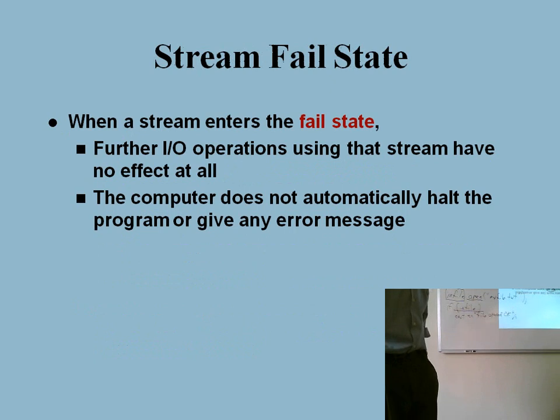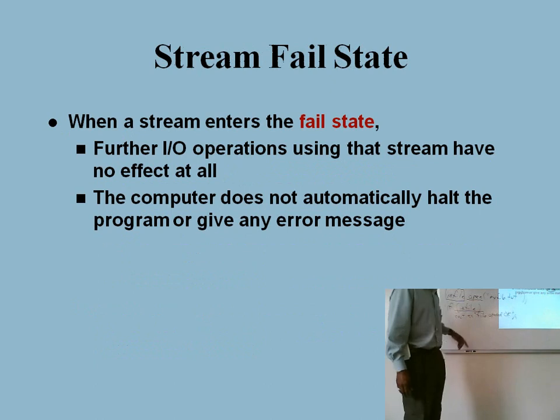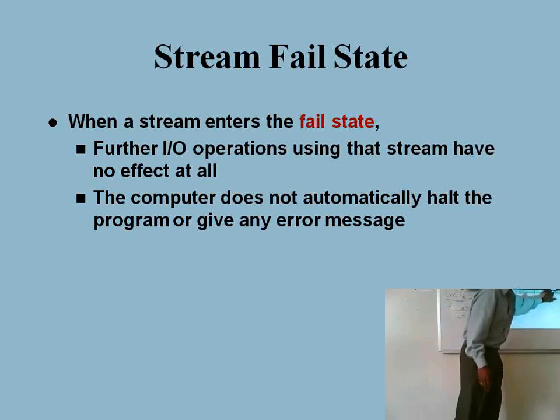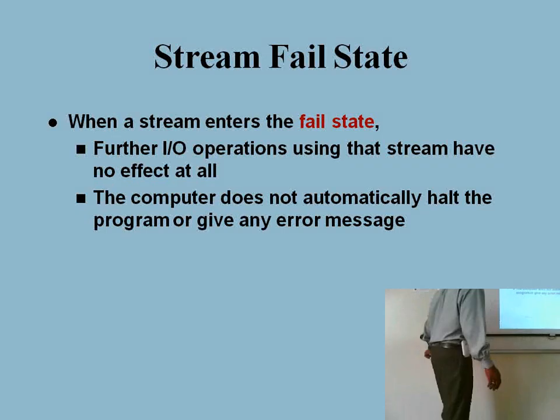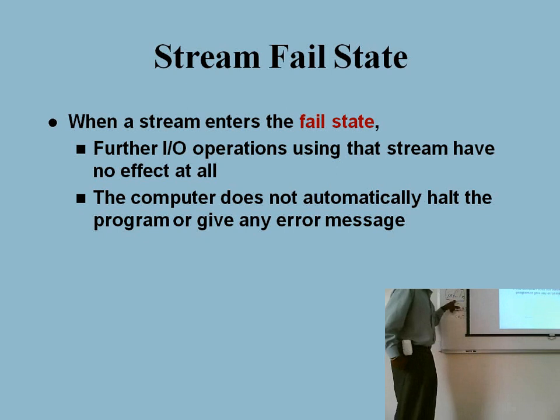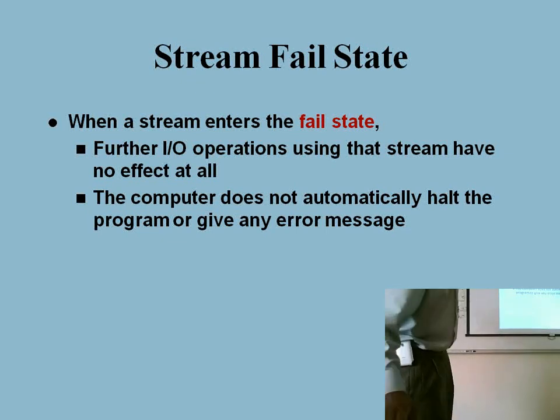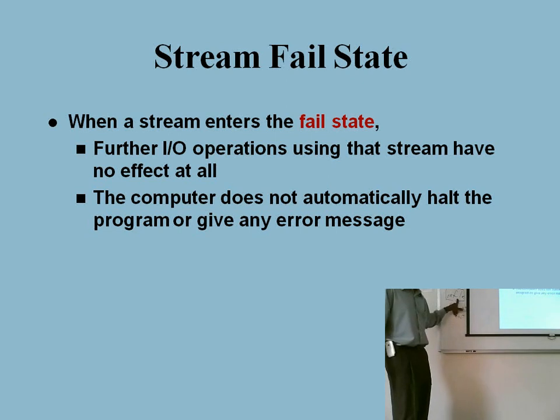So, as I said, when the file is finished, like if in file is finished read, the state of that stream will enter into a fail state. It does not automatically halt at the end of the file. It will continue to try to read past the end of that file, and you must, as a programmer, keep that from happening. And I'll show you some methods of how to do that. But it goes into a fail state. And the fail state is indicated by that object having a value of zero. Yes?